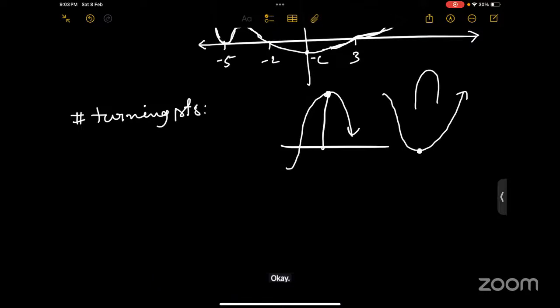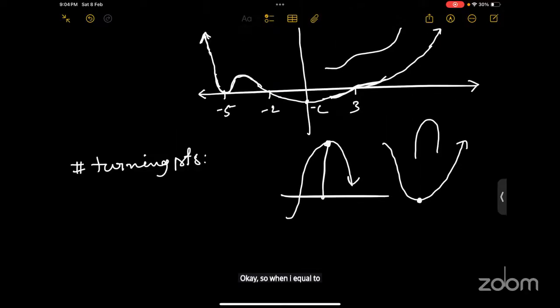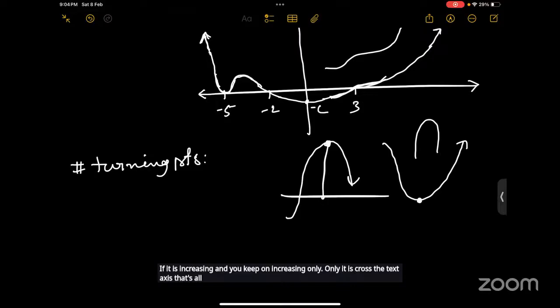So when n equals odd numbers more than 1, that is not a turning point. At that point you will not get a turning point. If it is increasing, it will keep on increasing only. It only crosses the x-axis. That's all. Okay, madam.